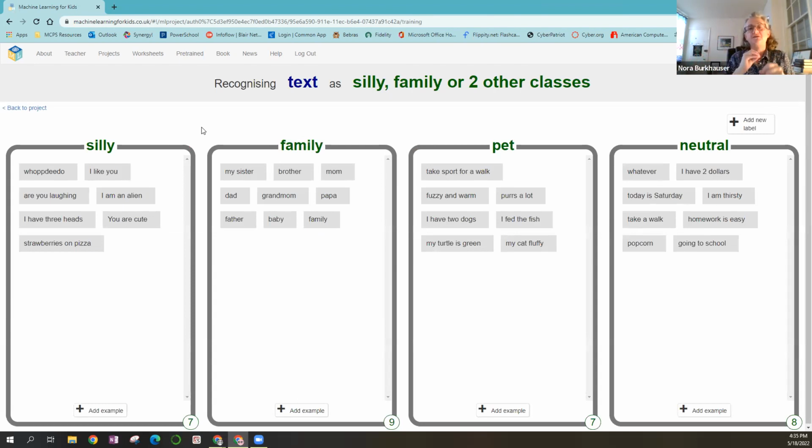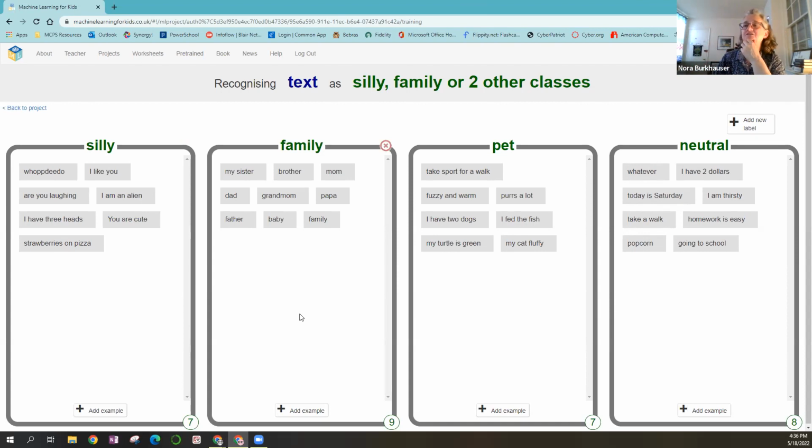I don't know if you remember me talking about labels. My labels here are silly, family, pet, or neutral. If I have a chatbot that I want to program and I want it to react to things you're typing in, I need to know generally what you're saying without knowing exactly what you're saying. So this is my label data, and I'm going to teach kids. I usually have them work in a group so they can get more data in there and make it go a little bit faster. This is hardly enough data, but Machine Learning for Kids will still let you train. And I could even add more now if I wanted to, right?